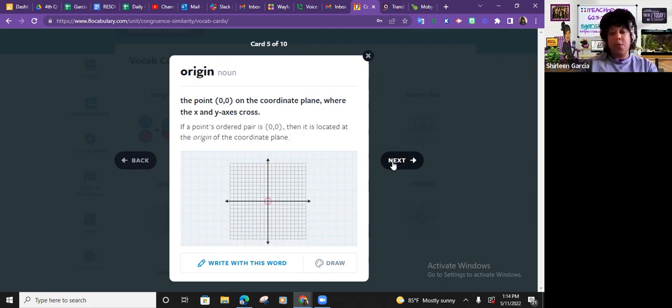The origin is the point 0, 0 on the coordinate plane, which is usually dead center of your coordinate grid, okay? That is where the X and the Y axes cross, okay? If an ordered pair is 0, 0, then it is located at the origin of the coordinate plane, which is represented by this red circle right here. That 0, 0, you're starting directly on the bullseye target. You're not moving to the left or the right, and you're not moving up or down. You're dead center. Okay, that's the place of origin.